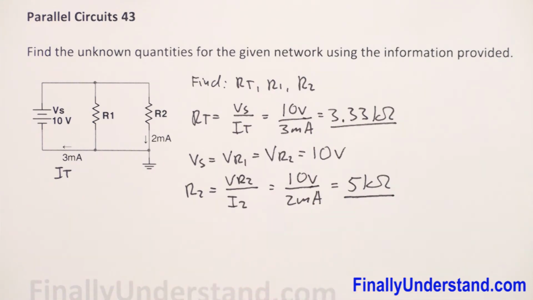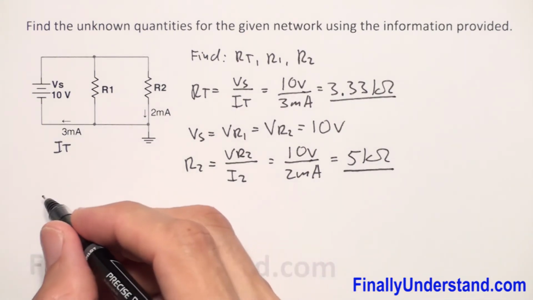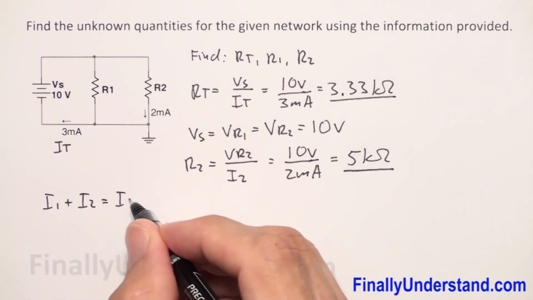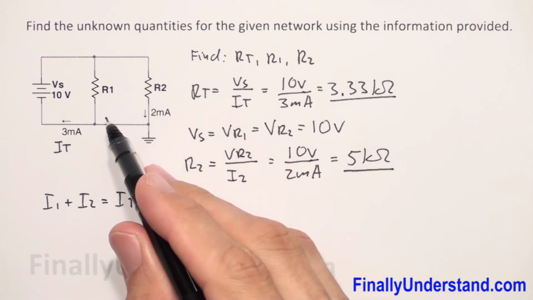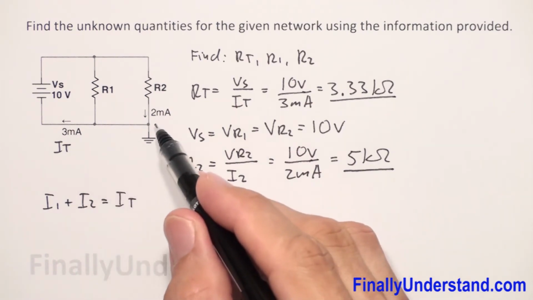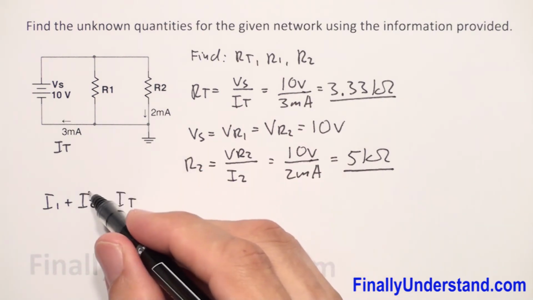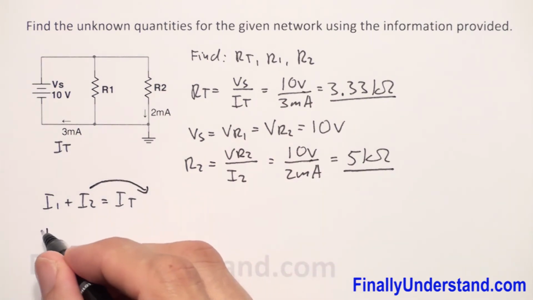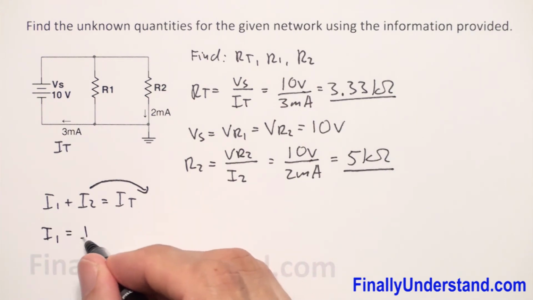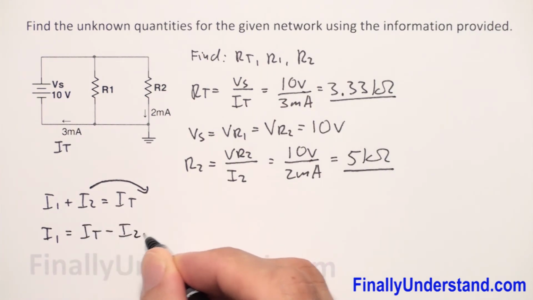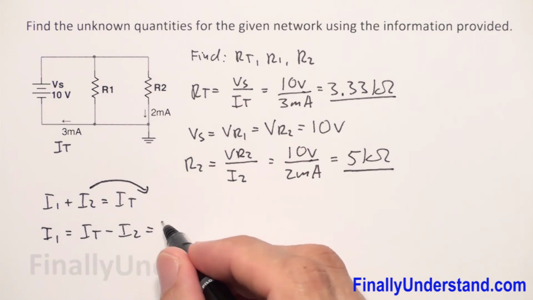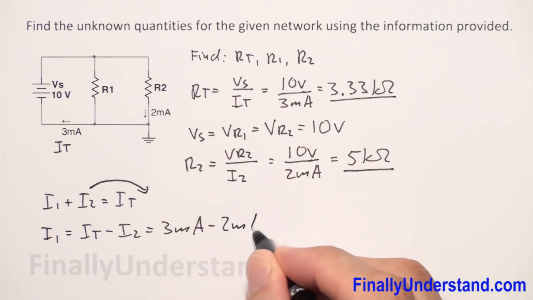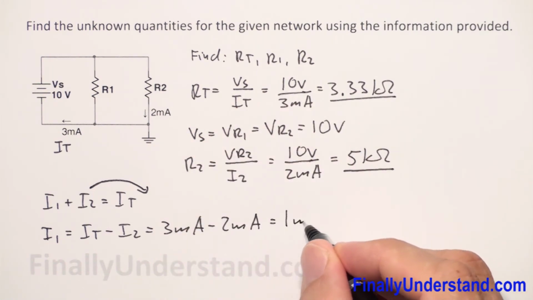Please keep in mind that KCL says that I1 plus I2 is equal to I total. I have I total given, I2 is given, and I have to find I1. So I'm going to move I2 to the other side of the equal sign. So I1 is equal to I total minus I2, which is 3 milliamps minus 2 milliamps, and this is equal to 1 milliamp.